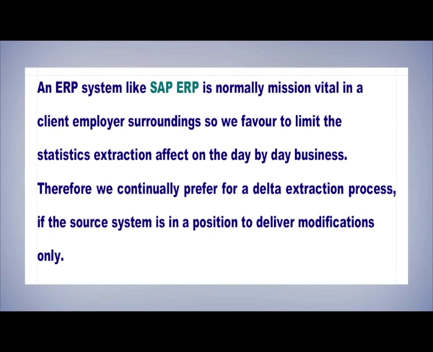Therefore, we always prefer a delta extraction process if the source system is able to deliver changes only. The reason for having one staging area per source system is workload and data separation. This design relies a bit on the taste of the architect and also on the number and complexity of the source systems. Of course, it is also possible to separate source systems in the staging area by defining specific schemas per source system. In large enterprise environments, a dedicated database per source is more common.